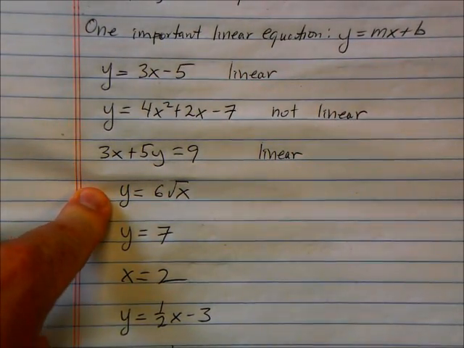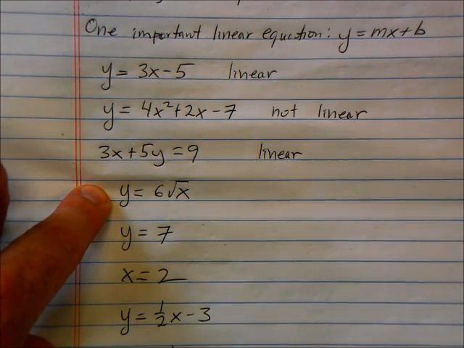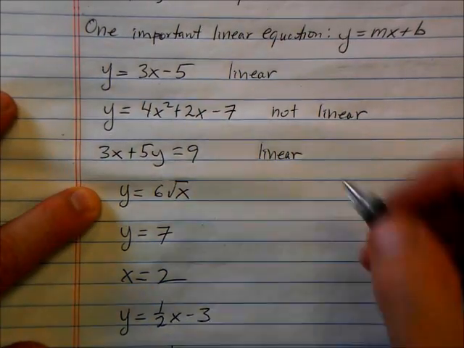Number 4, y equals 6 square root of x. Linear or not linear? Not linear. What's wrong with that one? Square root. It's got a square root. If you see square roots on your variables, that's not linear.